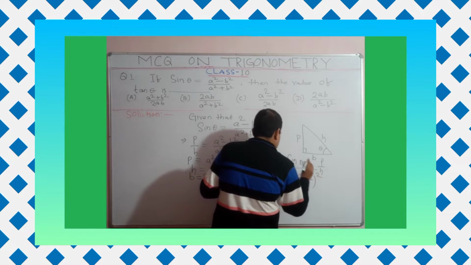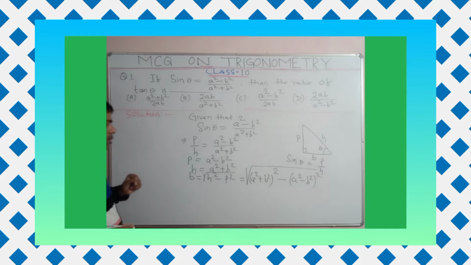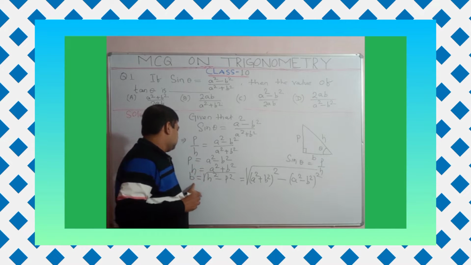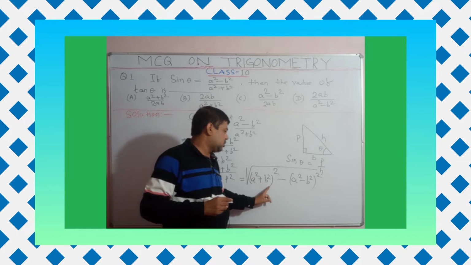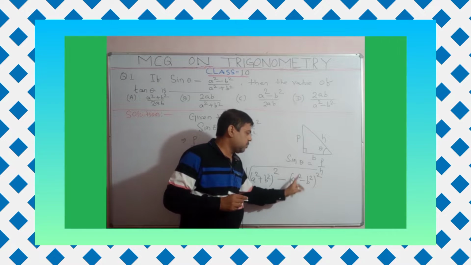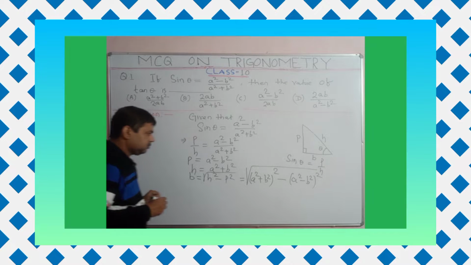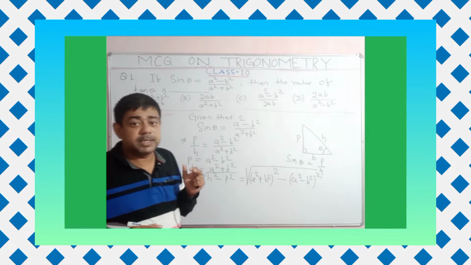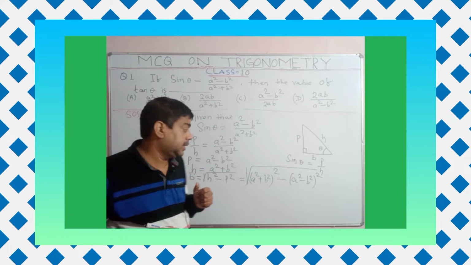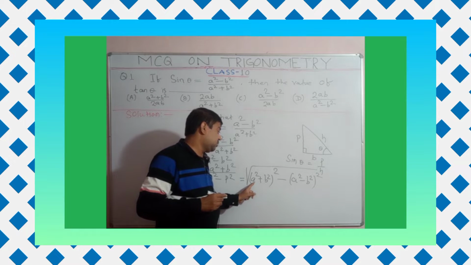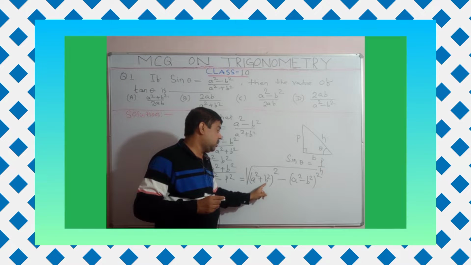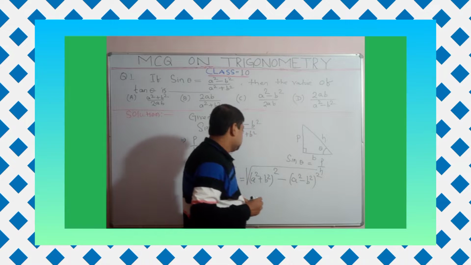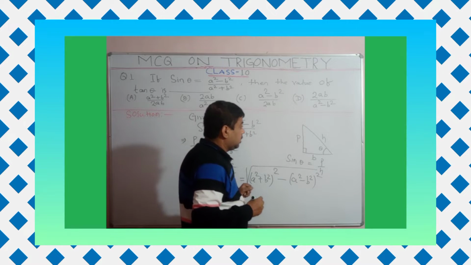Understand? Is it clear? Okay. So here base is equal to the square root of (a square plus b square) whole square minus (a square minus b square) whole square. Here can you remember one algebraic formula, an algebraic identity? You see here (a square plus b square) whole square minus (a square minus b square) whole square. Now, it is coming under which formula?